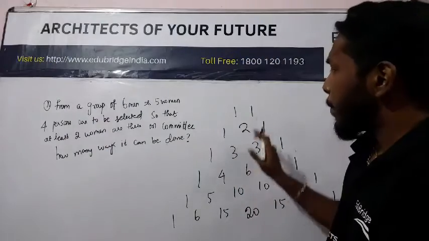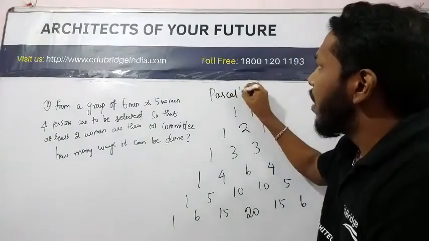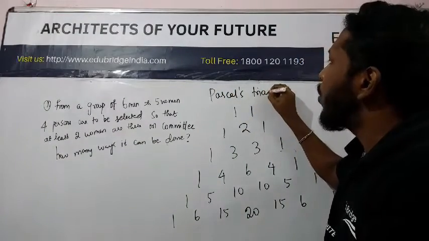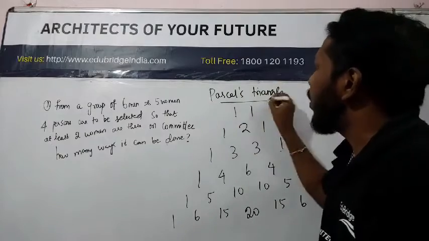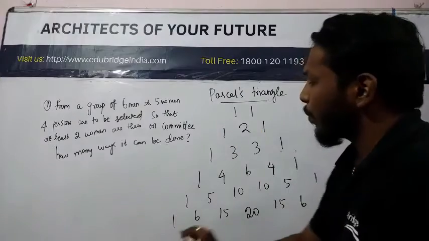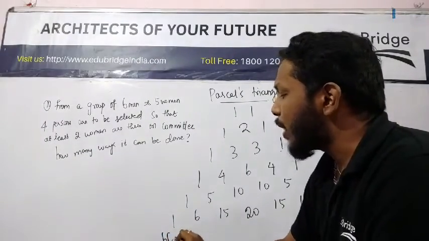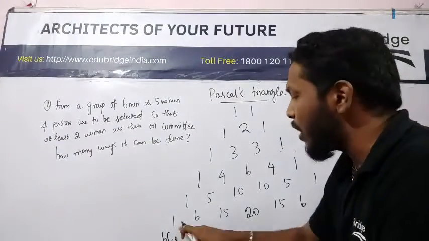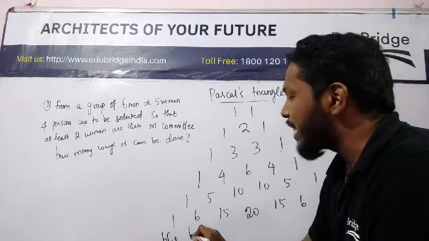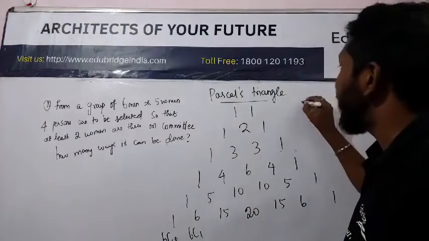So now look at this. This is Pascal's triangle. Now I'll tell you how to use this Pascal's triangle to find the answer for this one. Very simple. Look at this one. We'll start with this. This is 6C0. The value of 6C0 is 1. And then this is 6C1. Combination, right? I hope you know about combination.